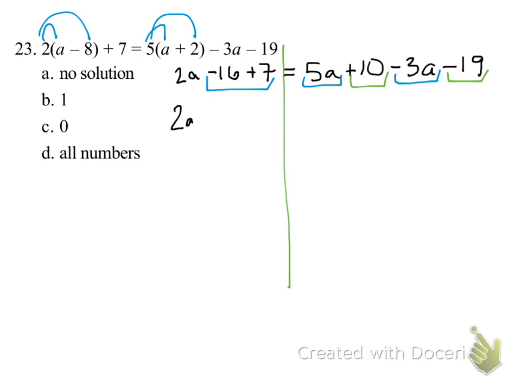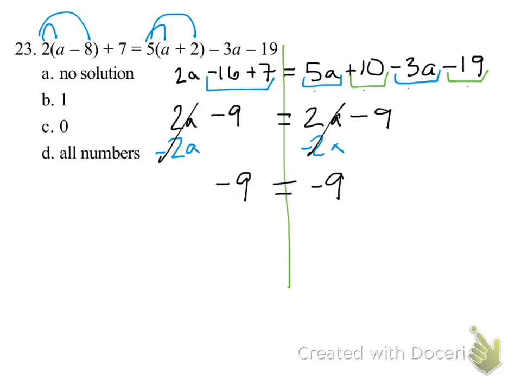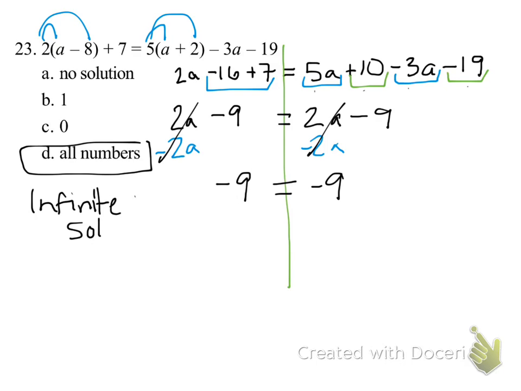So this gives me 2A minus 9 equals 2A minus 9. Now I'm trying to solve for A, so I need to get all variables on the same side. So I'm subtracting 2A from both sides. That disappears, I'm left with negative 9 equals negative 9. So that means that all numbers are possible, or in other words, infinite solutions.